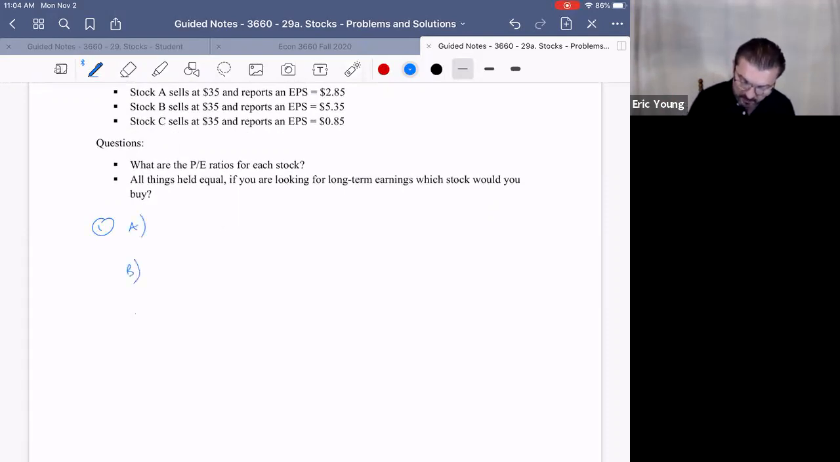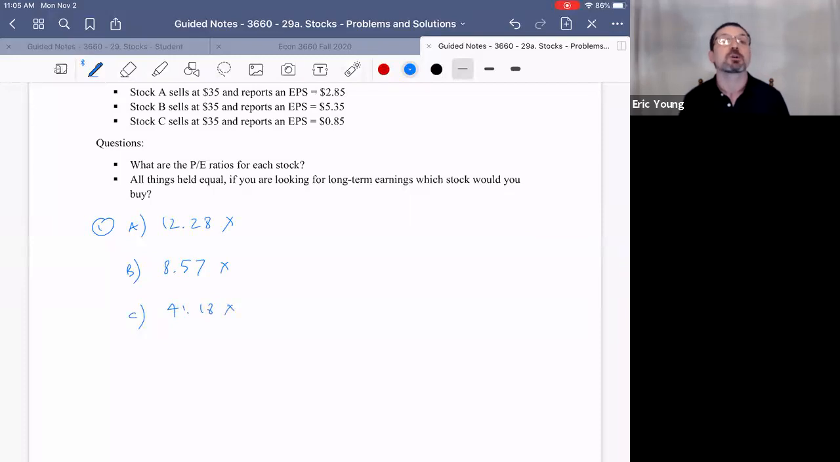Well, if you calculate the PE ratio, you would figure out that for stock A, it's about 12.28. For stock B, it's 8.57. And for stock C, it's 41.18. Okay, those are your price earnings ratios. This is what you are willing to pay to get $1 of earnings. So PE ratios, got them.